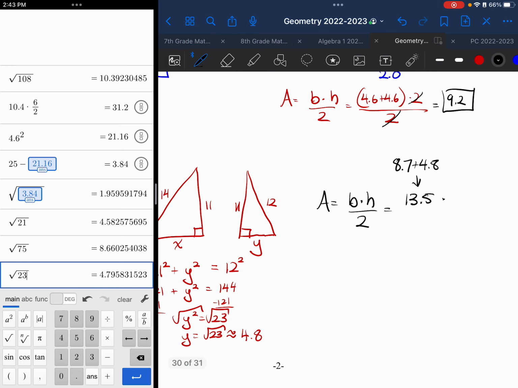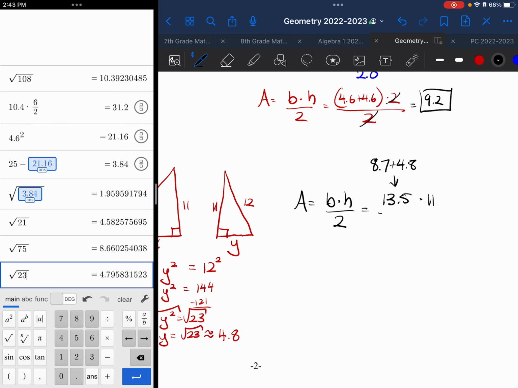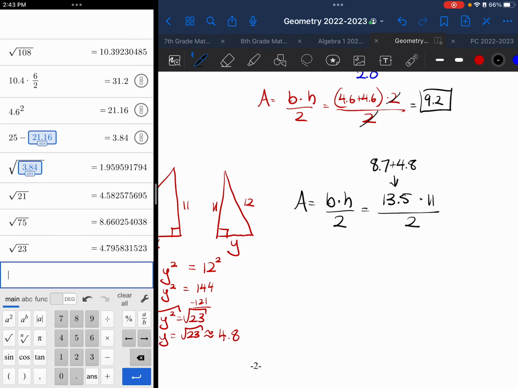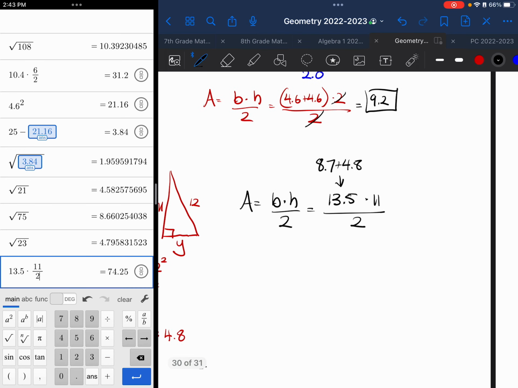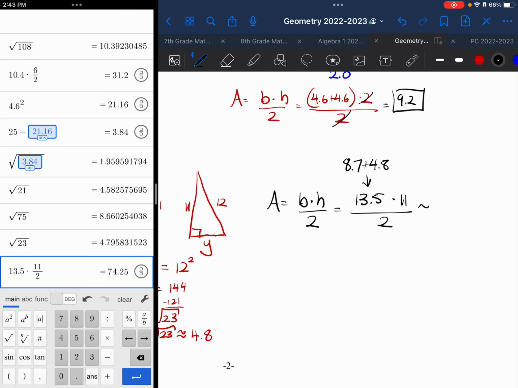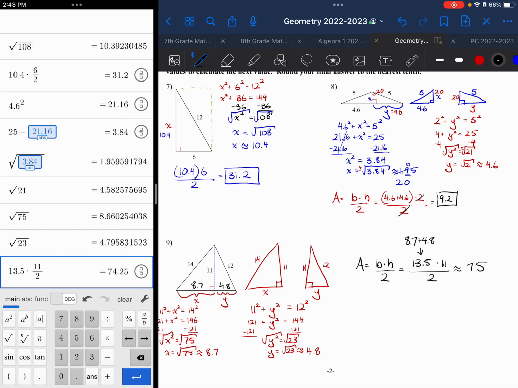Do we have the height? Yes, it's 11. We already have the height. Times 11, and that's all divided by 2. Punch it in the calculator, see what it says. 13.5 times 11 divided by 2, and I get 74.25. I can round that up to 75, I suppose. So I'm rounding here, so I'm saying approximately 75 for our area. Let's go ahead and check our work.